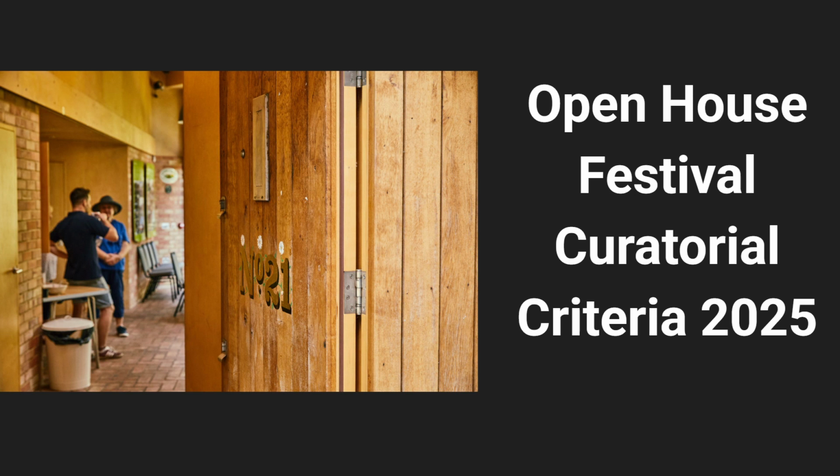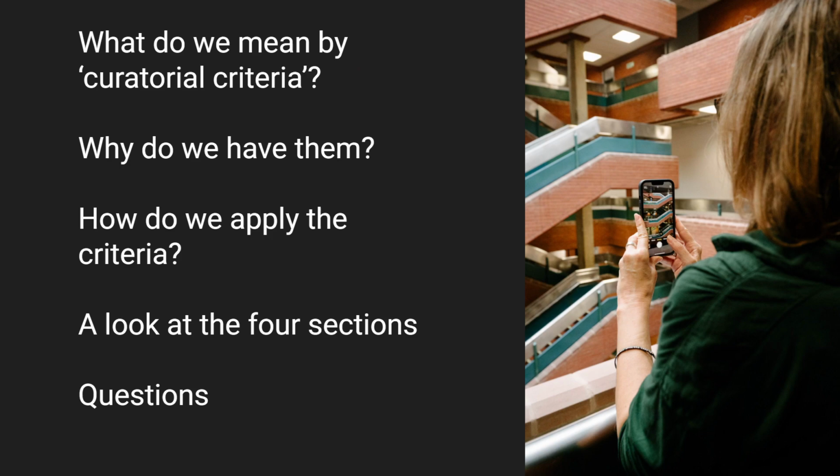Okay, I'm going to tell you a bit about the curatorial criteria for this year's Open House Festival. I'm going to say a bit about what we mean by curatorial criteria. I'm going to explain why we have them. I'll talk about how, as a festival team, we apply the criteria, and then we'll briefly look at the four sections of the criteria.